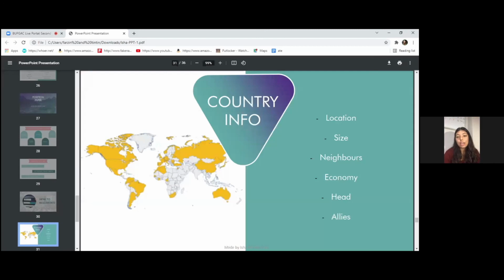Neighbors, once again, because even if two countries are neighbors, they might not have the same point of view or see eye to eye. So for block formation, neighbors is extremely necessary. Economy, of course, to see if a country is financially stable or not. Head, because you are representing your country, you need to know your country's head.